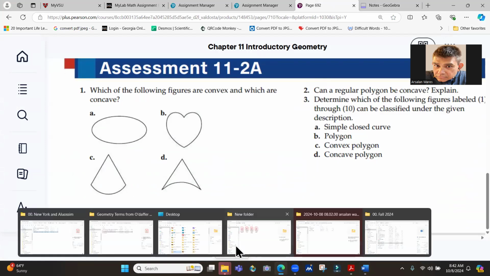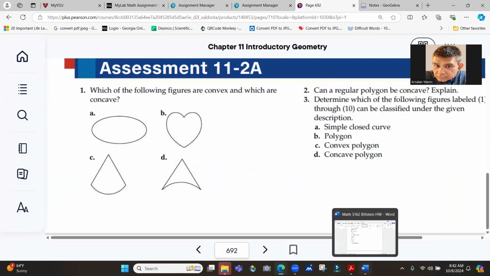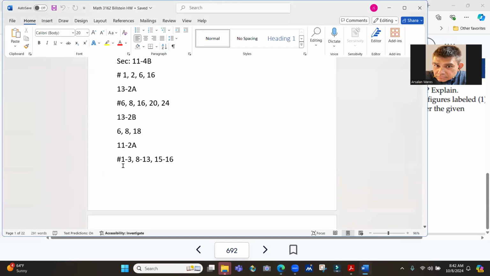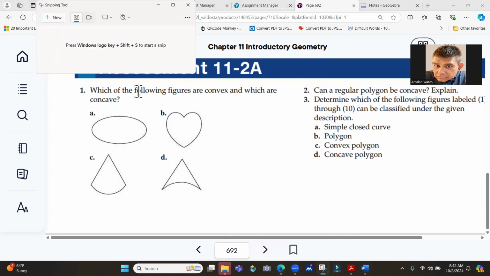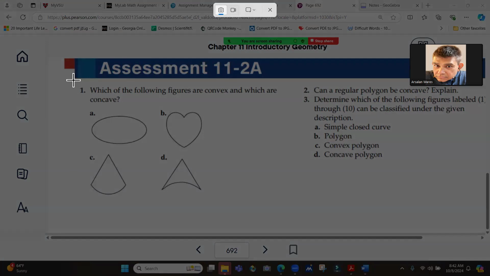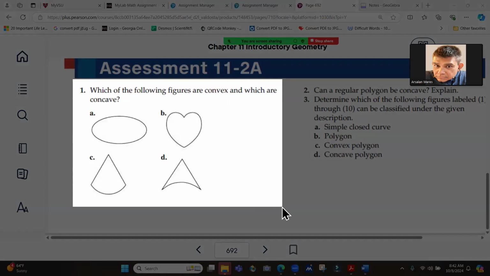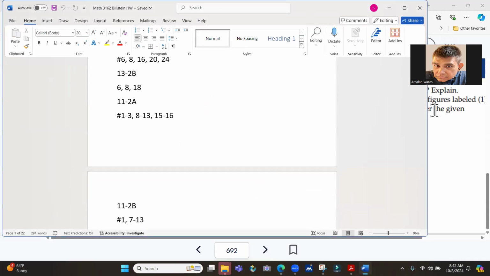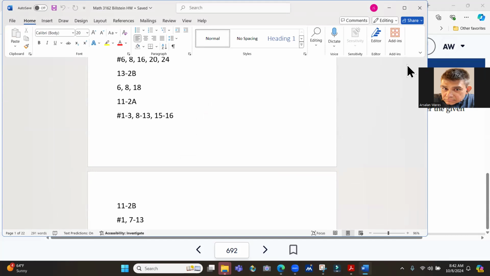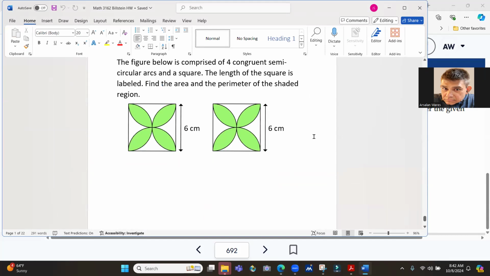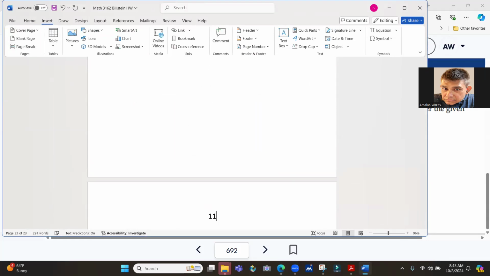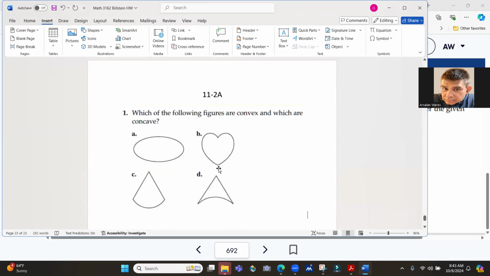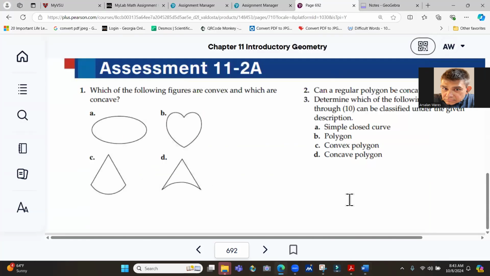Okay, this is a good problem, guys. I think I assigned you number one. 1 through 3. Yeah, let's do this. Let's do this one, the first one. Again, they're just testing if you understand what these words mean. That's all they're testing. I'll do 11.2a mostly, 11.2b are parallel. So take this, bring it here.